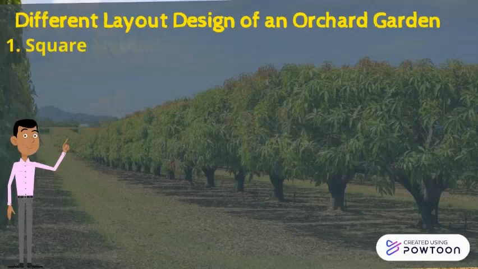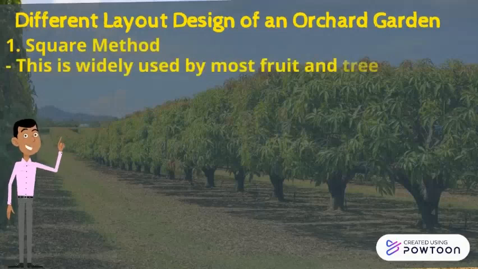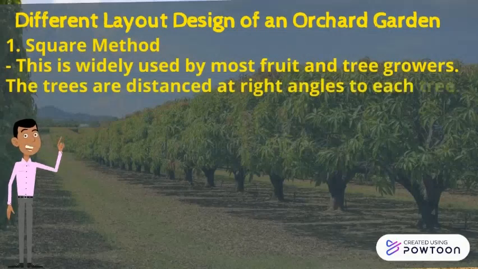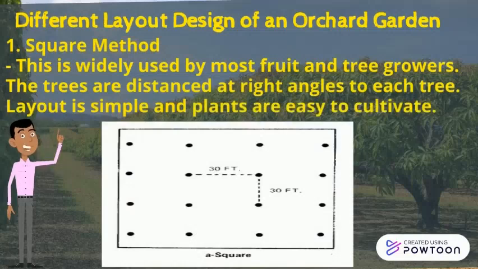Different layout designs of an orchard garden. Number 1. Square method. This is widely used by most fruit and tree growers. The trees are distanced at right angles of each tree. Layout is simple and plants are easy to cultivate.